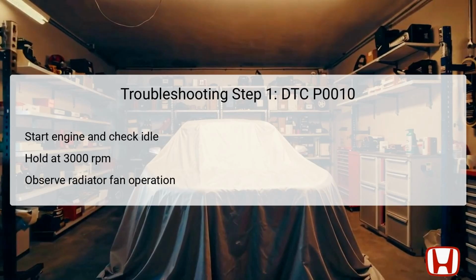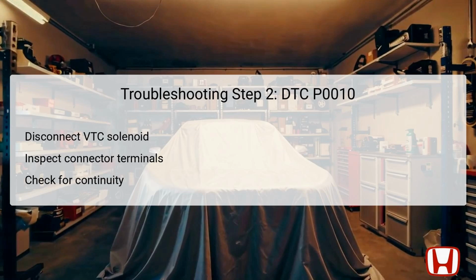system is functioning correctly. In the second troubleshooting step, the technician must disconnect the VTC oil control solenoid valve A, specifically its 2-pin connector. This disconnection is necessary for accurate testing of both the valve and the circuits associated with it. The next action is to inspect the connector terminals visually for any signs of corrosion, damage, or debris, all of which could lead to poor connectivity. After confirming the condition of the connector, the technician should perform a continuity test using a multimeter to measure the resistance within the solenoid.